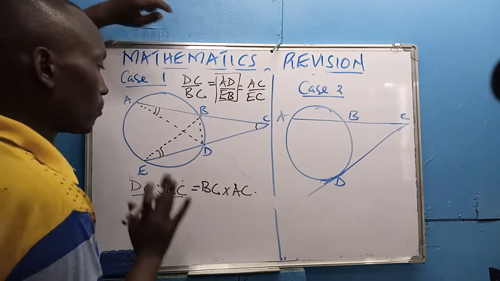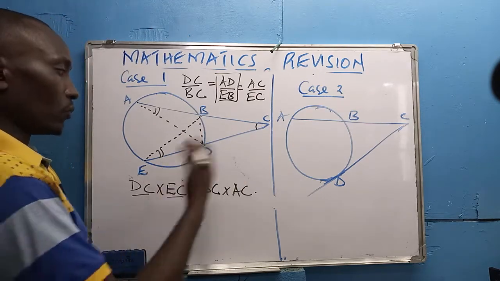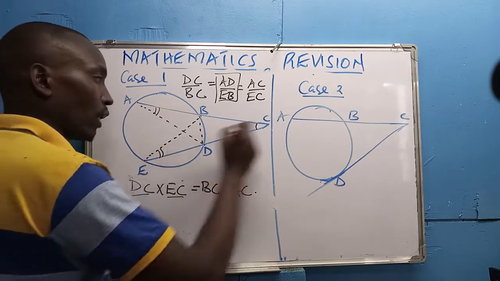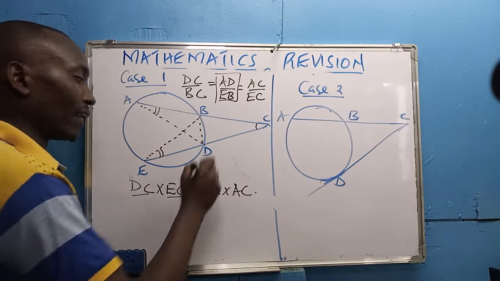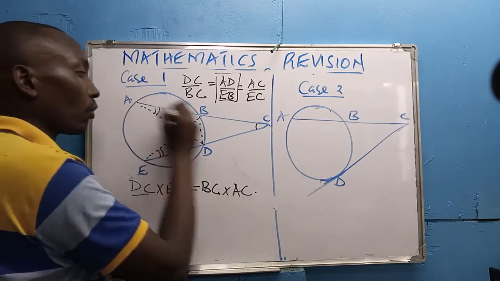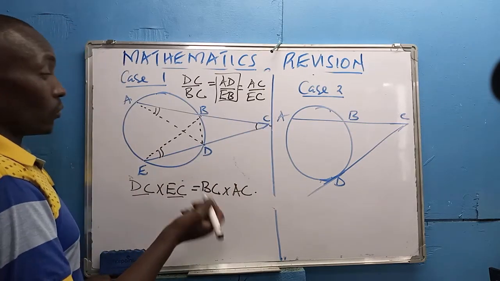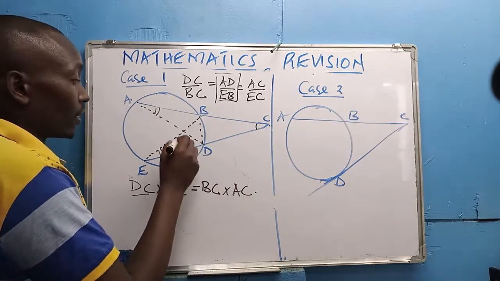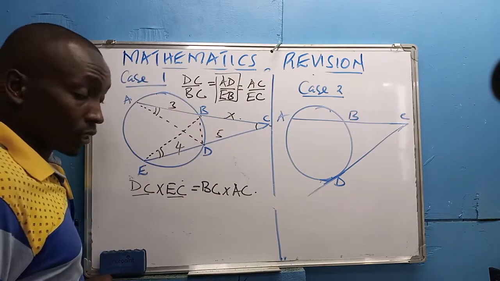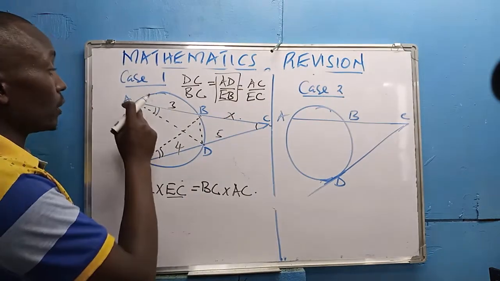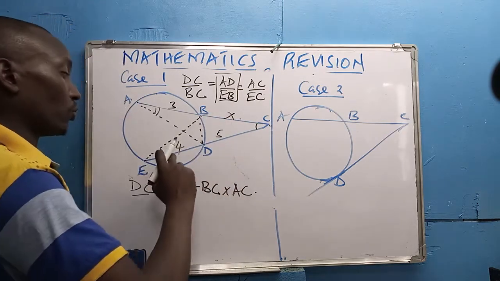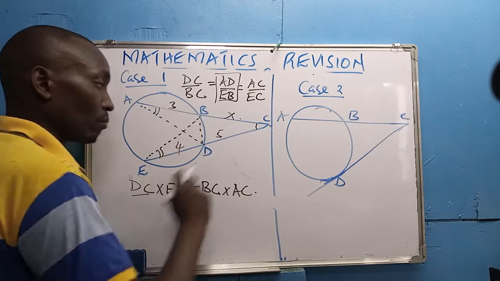I hope you are able to see what exactly I've done, because when you're given this question, it will simply be from here to the end of that secant multiplied by this up to this, then equals the whole of this one multiplied by what is outside. So in case you're given, like they have given, this is 4, this is 5, x, and this is 3, it is possible to work out x. It will be x plus 3 multiplied by x equals 9 multiplied by 5.